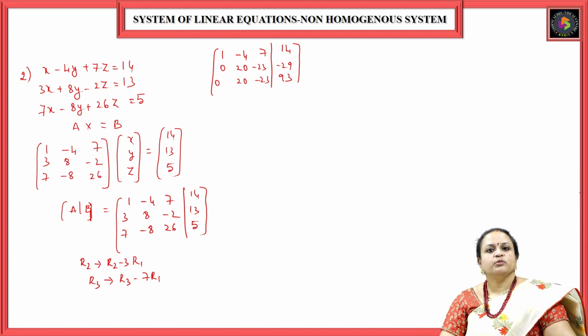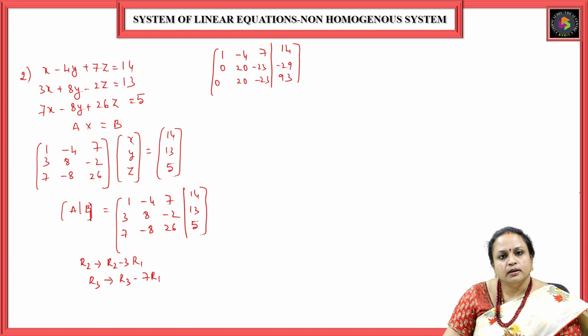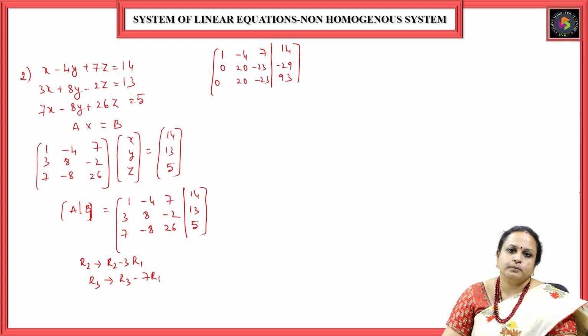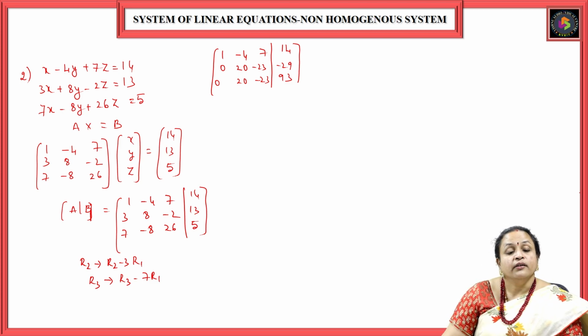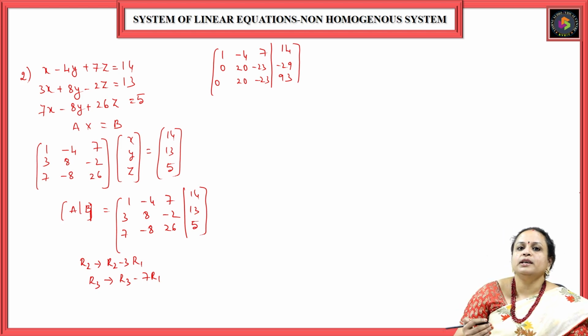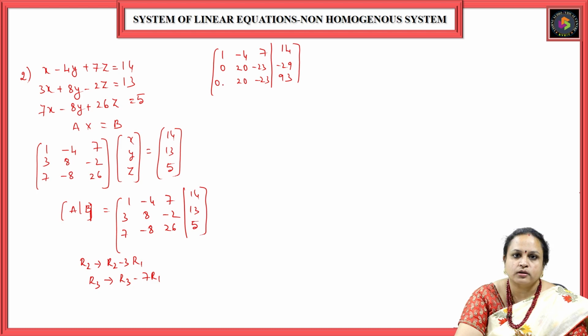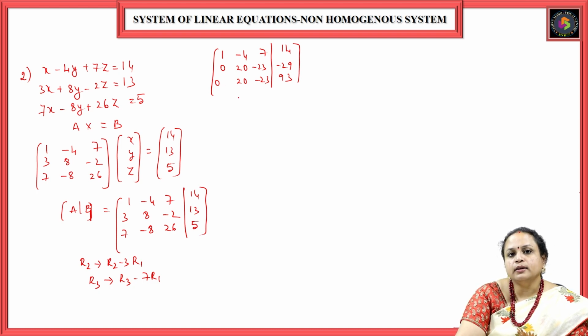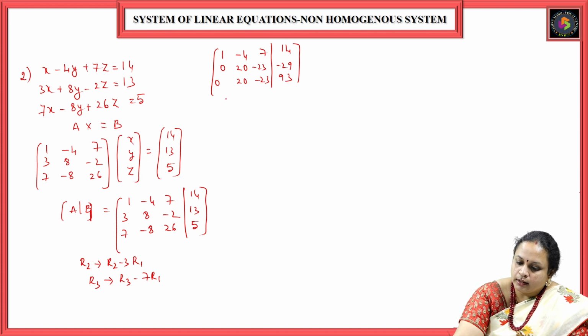This is the matrix we are getting upon making these operations, that is R2 implies R2 minus 3R1 and R3 implies R3 minus 7R1. We are doing this because we want the number of zeros to be increasing before the non-zero element. In the first row there are no zeros, so in the second row before the non-zero element we got 1 zero. In the third row before the non-zero element we should get 2 zeros. So for that, let us take this operation: R3 implies R3 minus R2.